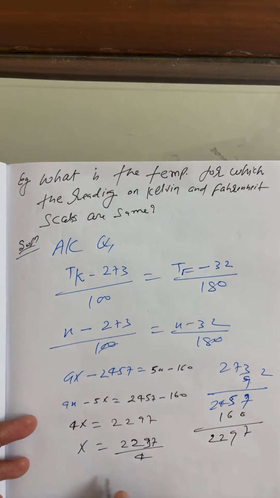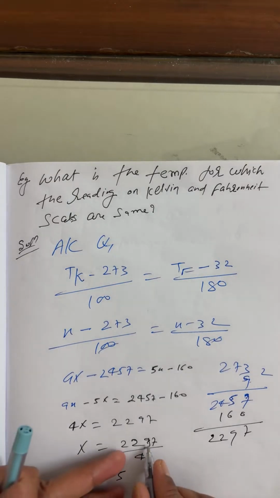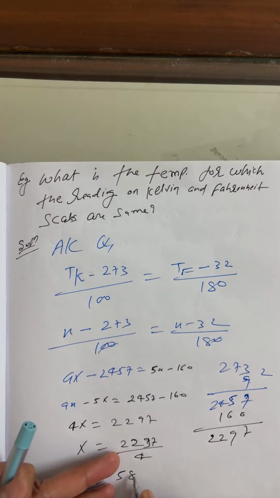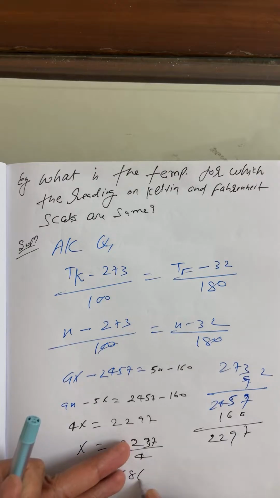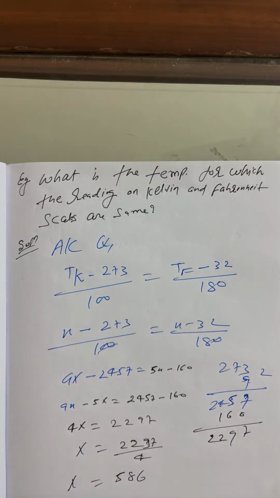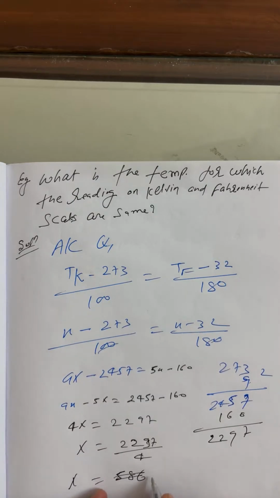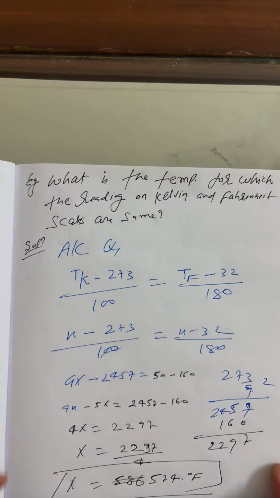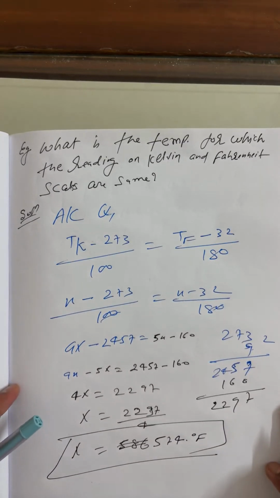2297 divided by 4. 4 fives are 20, 2 9 divided by 4, 7 fours are 28, 1 remains, 4 fours are 16. This is wrong. So the answer is 574.6 degree Fahrenheit. What's your answer, Sagar?